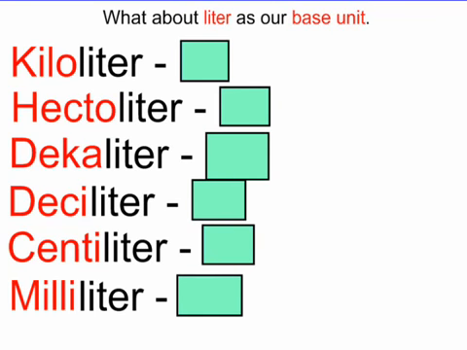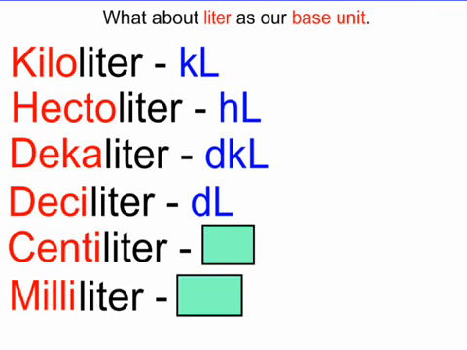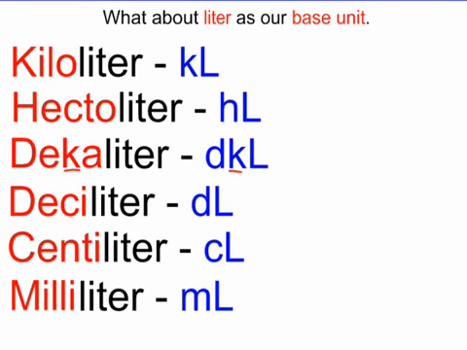Okay, let's take a look at the abbreviations for liters. A kiloliter would be KL, hectoliter HL. Here are our two prefixes that start with D. Remember, decaliter has the K. And then you have centiliter and milliliter. So that's pretty much all there is to the metric system.